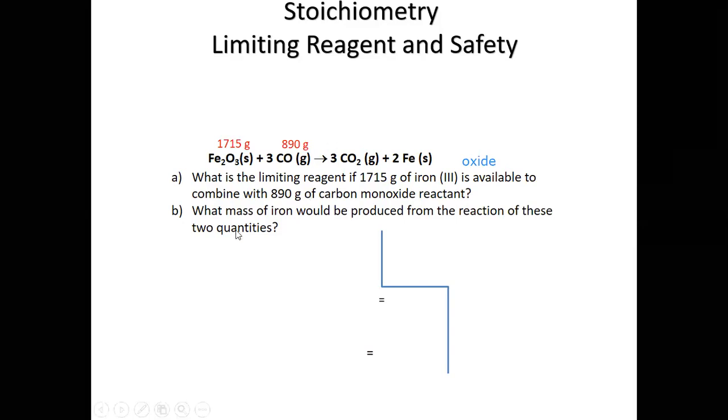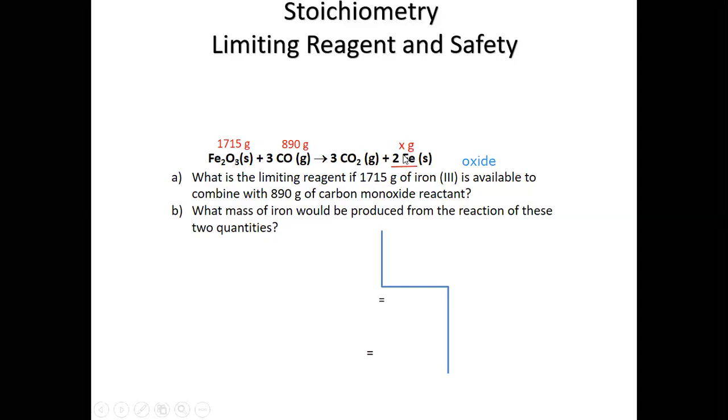Look at part B. It says what mass of iron. So we're probably interested in a mass quantity, a gram amount of iron that these two quantities could produce when one of them runs out. Whichever one of these runs out first, that's going to determine what the quantity of iron is that we could make in grams. So let's start with our dimensional analysis process.